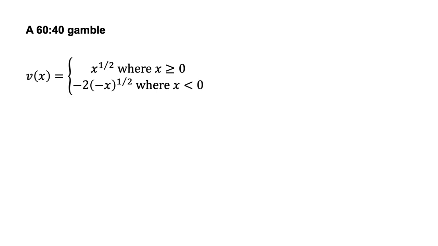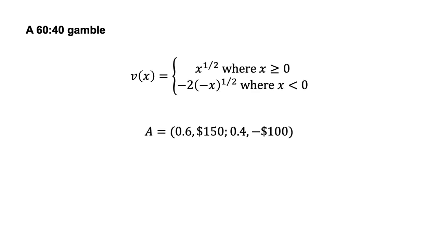A 60-40 gamble. Paddy makes decisions in accordance with prospect theory, has wealth $300 and value function V of X equals X to the power of 1/2, where X is greater than or equal to 0, and negative 2 times the negative of X to the power of 1/2, where X is less than 0. Assume Paddy weights probabilities linearly. Paddy is offered the following bet A, a 60% probability to win $150, a 40% probability to lose $100. Does Paddy accept bet A?